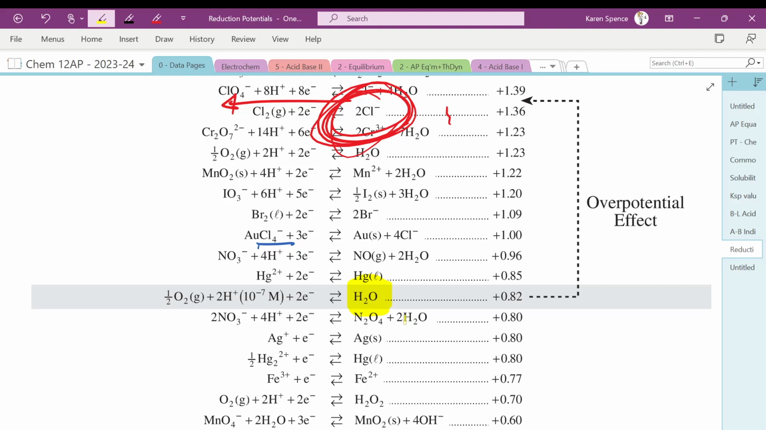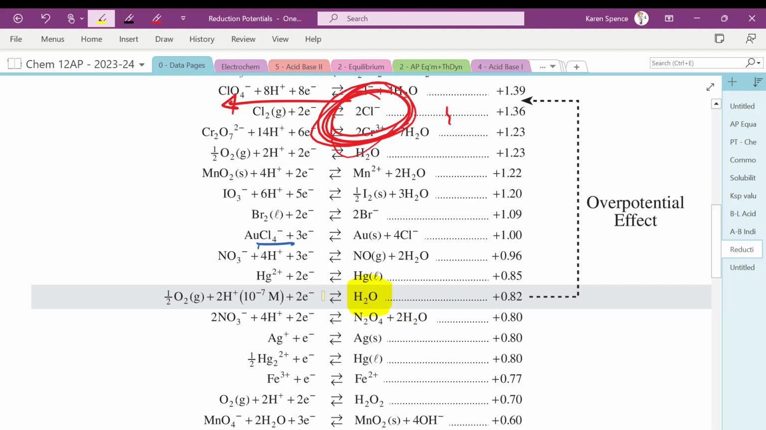On the AP, they will do no such thing, but they'll give you the potentials. It doesn't give you a chart, it just gives you whatever potentials you need in the context. And if it just says E° and doesn't give you a value, assume it's a reduction potential unless they've specifically written the reaction backwards. So here's water.